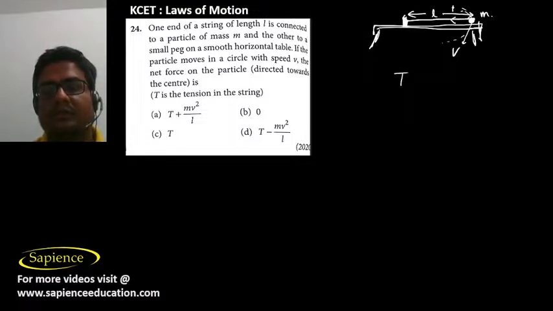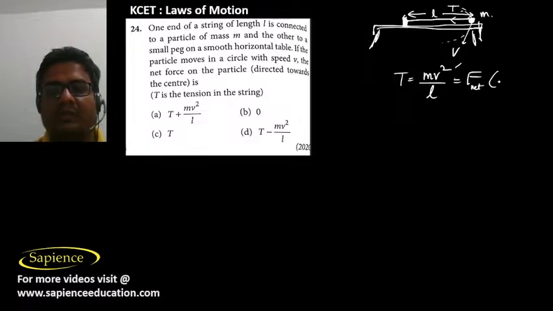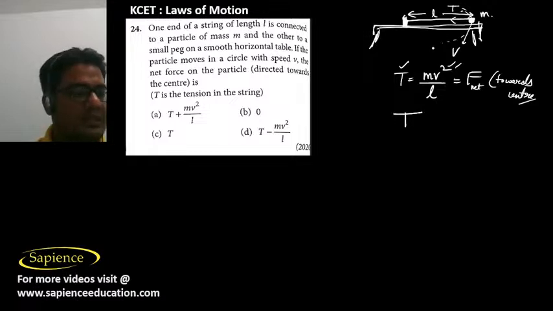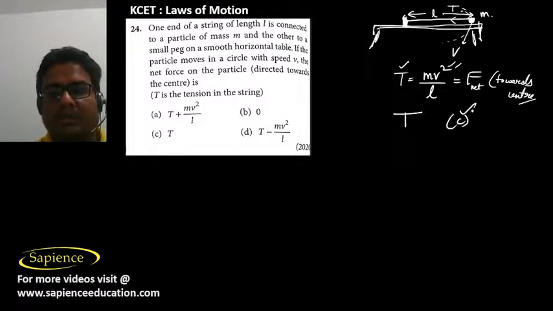So the tension force is acting towards the center. It provides the necessary centripetal force, which is equal to mv square by L. So T is equal to mv square by L. This is the net force on the particle acting towards the center. We can say T or mv square by L, but we cannot add or subtract them. The tension force is the net force acting towards the center. So option C is the correct answer.